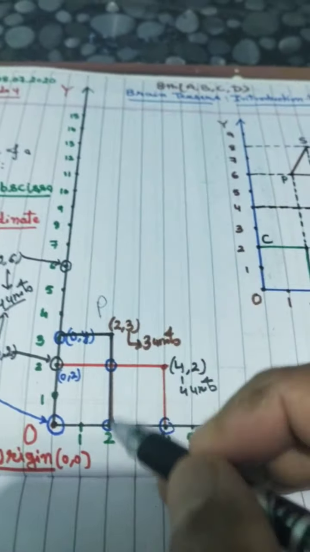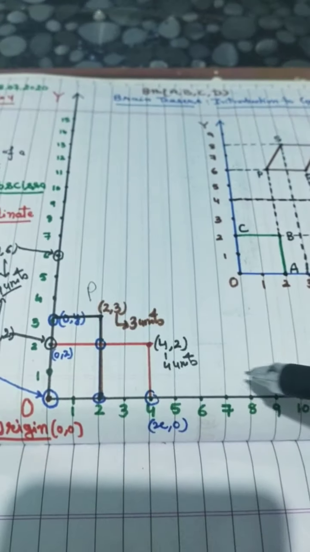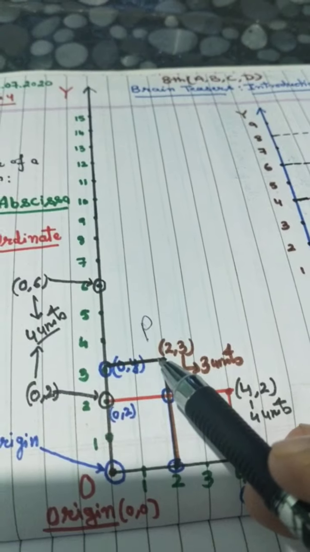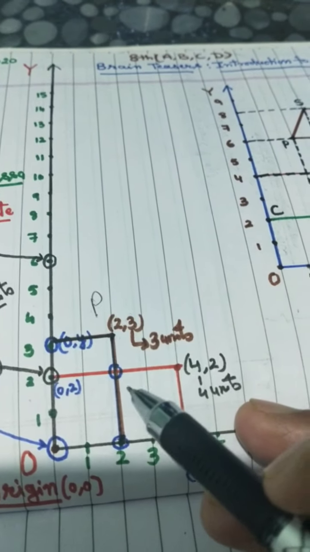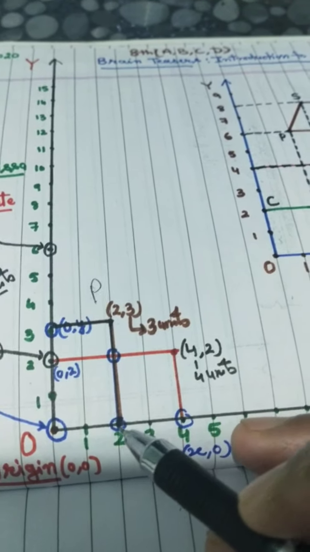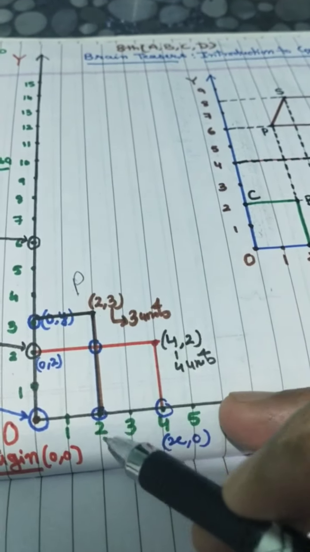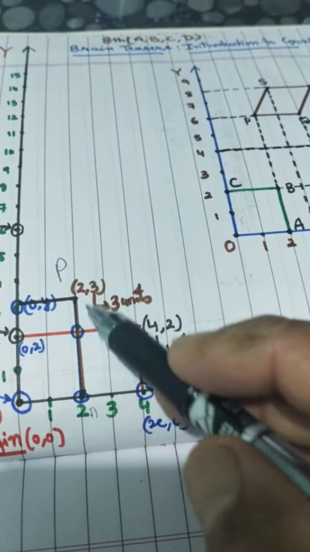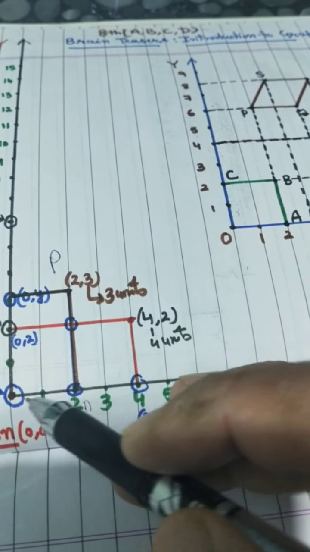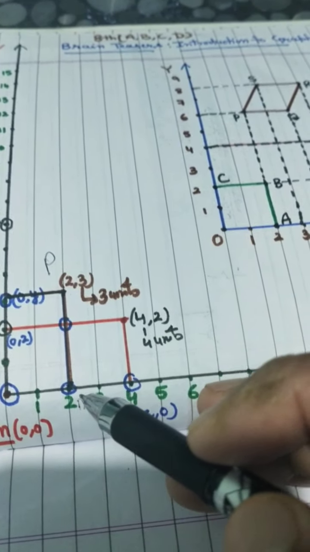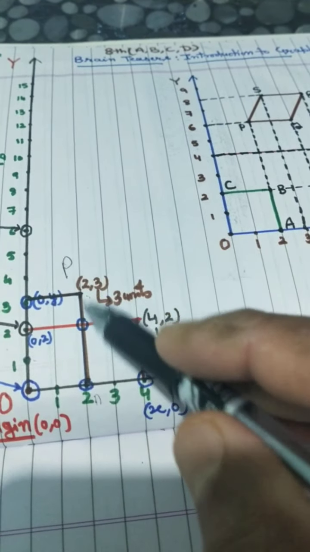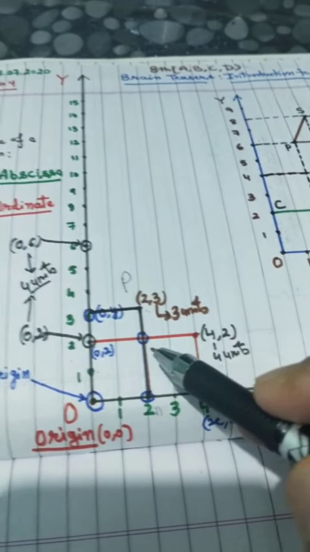I have solved all these sums on one graph. Only you have to solve it. The distance of a point P (2, 3) from the x-axis. PA is drawn from P perpendicular to the x-axis. Its distance is 1, 2, 3. Distance is 3 units.